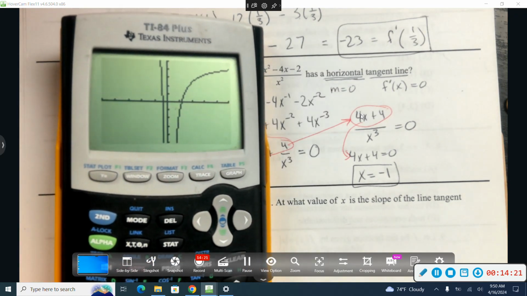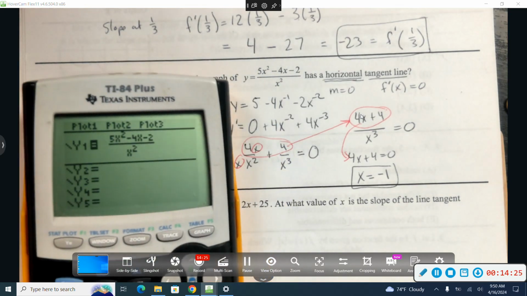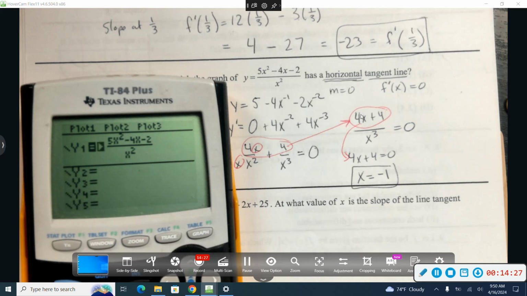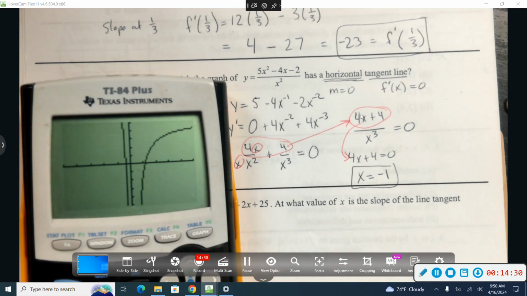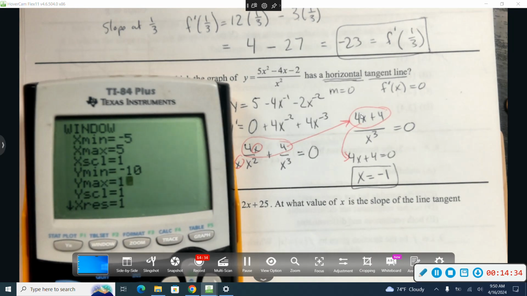Well, at -1, that doesn't look like the right answer. Did I type this in right? 5x squared minus 4x minus 2 over x squared. Maybe I'm just not seeing it all.